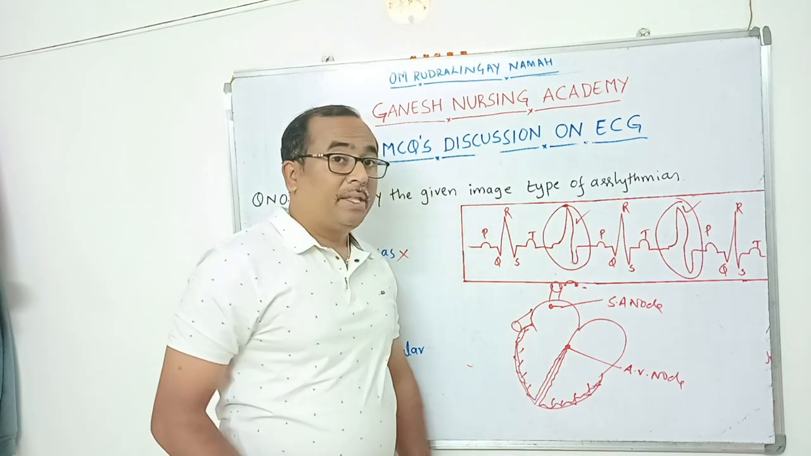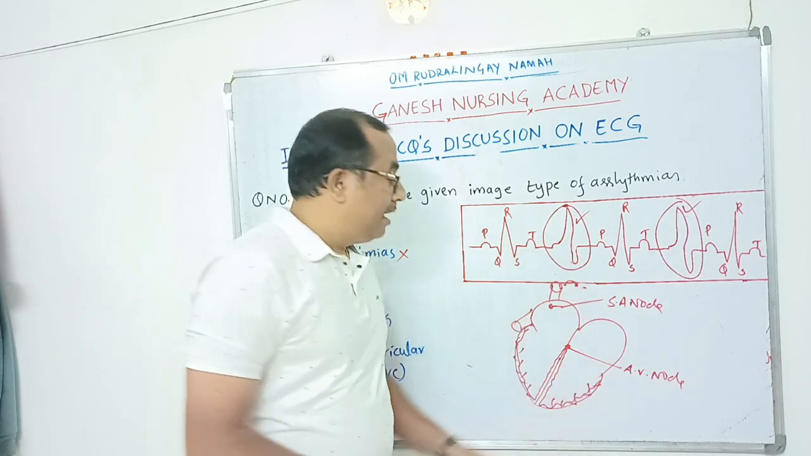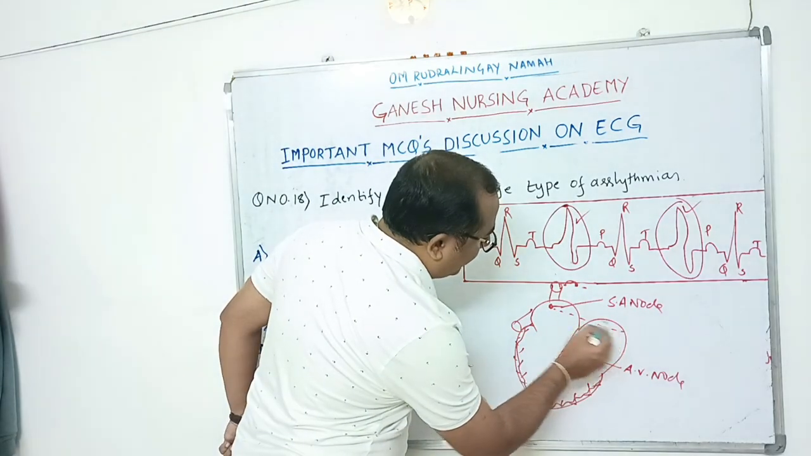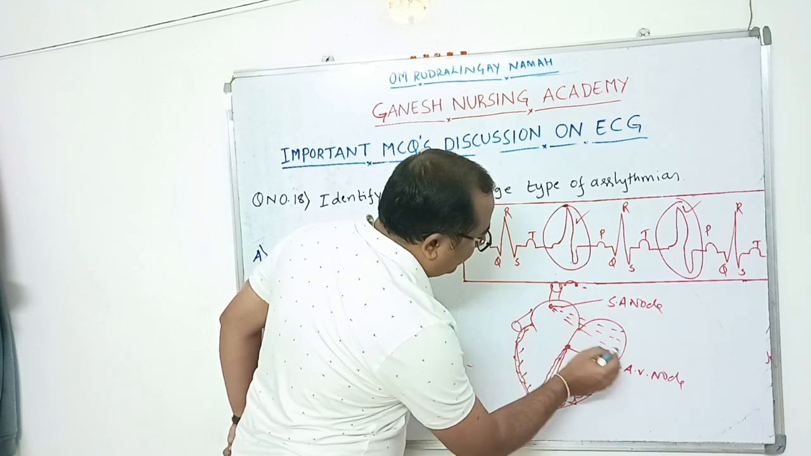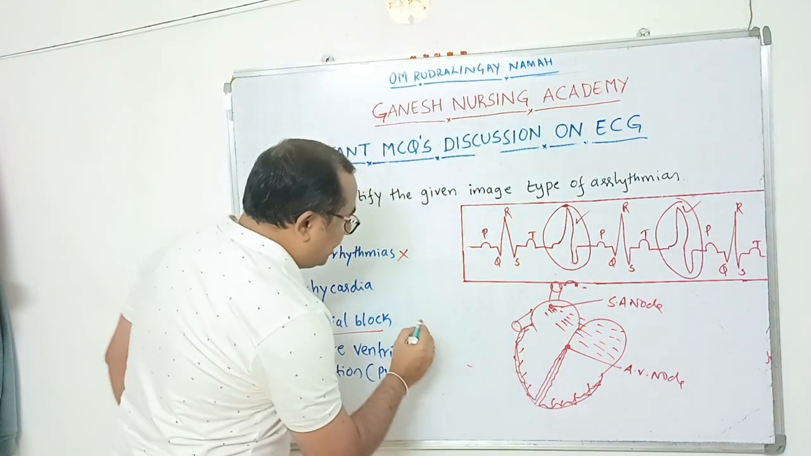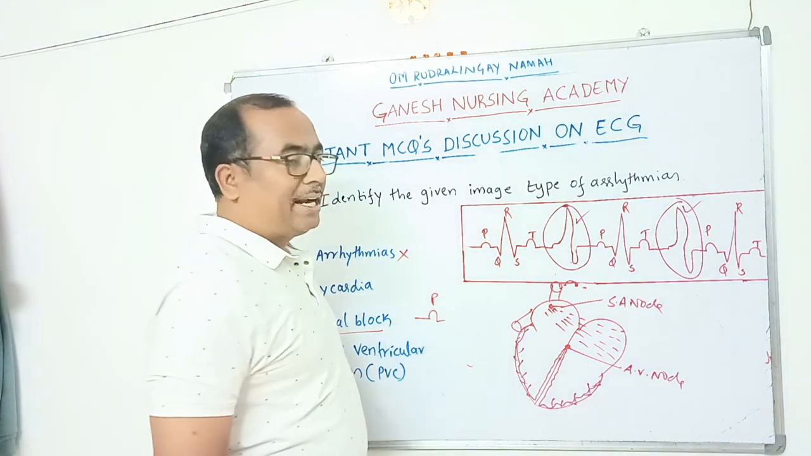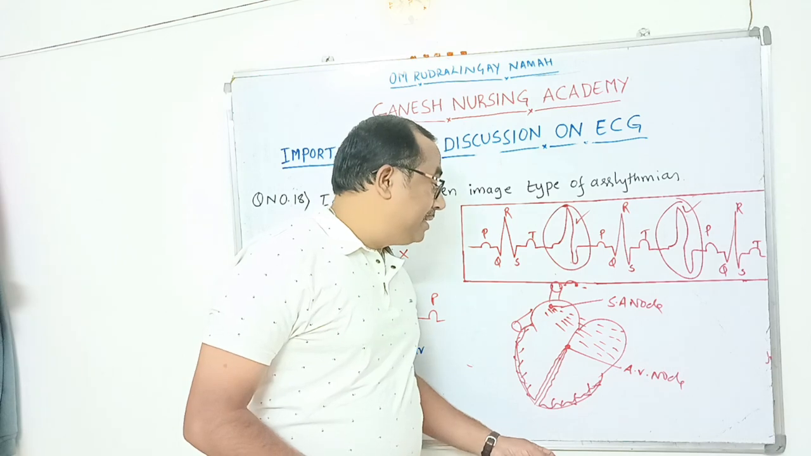So what happens here? First, the SA node will begin the atrial electrical activity, and that electrical activity is conducted by both atrial chambers. Both atria get excited or contract, and there is the appearance of the P wave. This P wave indicates normal atrial activity.